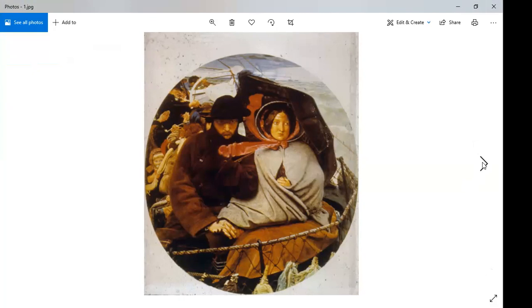The title is The Last of England, just like it sounds. The artist's last name was Brown, and the date is 1855. So let's define English realism. There's only two definitions tonight.